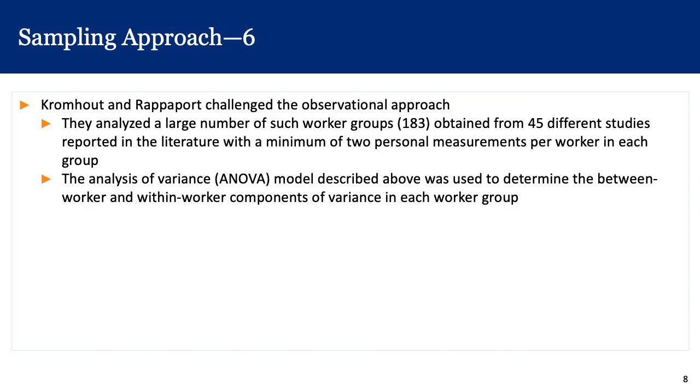Using this framework, two researchers, Hans Kromhout and Steve Rappaport, challenged the observational approach. They analyzed a large number of worker groups, what were considered to be SEGs, 183 of them, and these were obtained from 45 different studies reported in the peer-reviewed literature that had a minimum of at least 2 personal measurements per worker in each group. And the analysis of variance, or ANOVA model described above, was used to determine the between worker and within worker components of variance in each group.